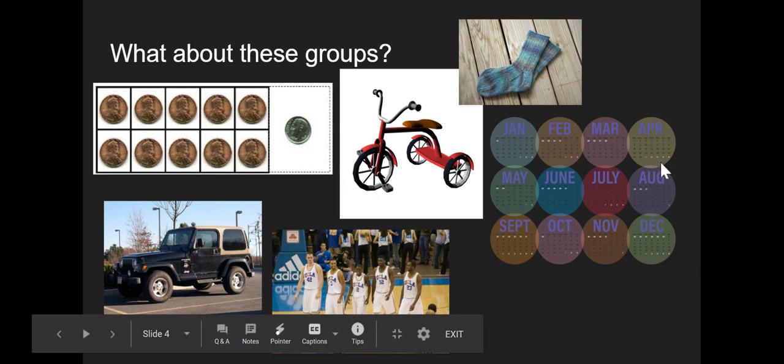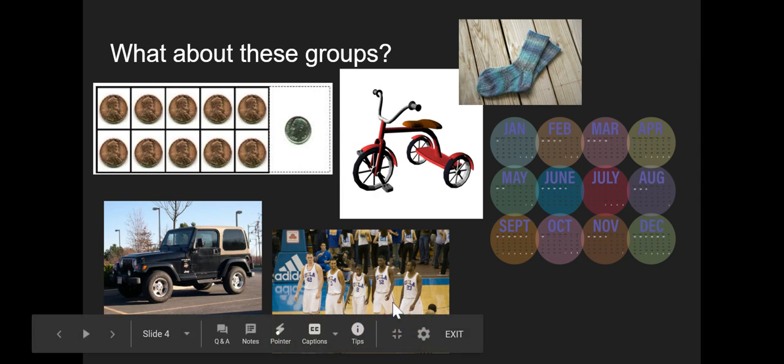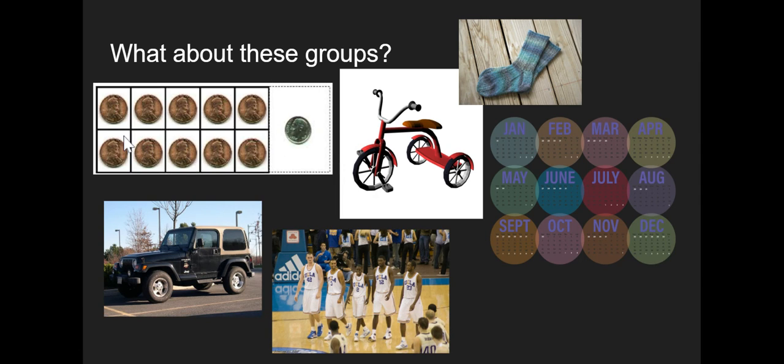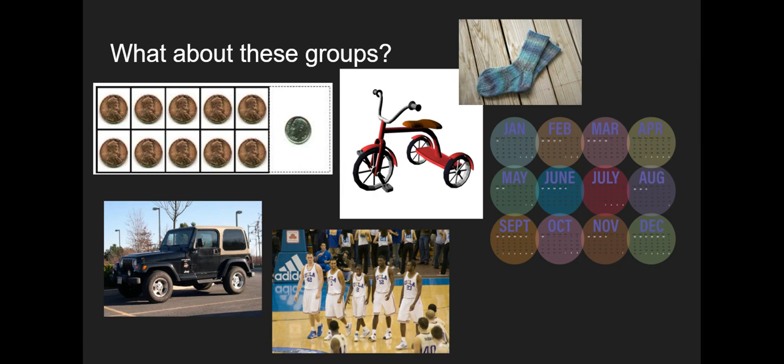What about these groups? We have 12 months to a year, 2 socks in a pair, 2 feet, 3 wheels on a tricycle, we have 5 players on a basketball team, we have 4 tires on a car, and up here represents that we need 10 pennies to equal 1 dime. So we have 10 pennies in a group, 4 wheels in a group, 5 basketball players, 3 tricycle wheels, 2 socks, and 12 months of the year.